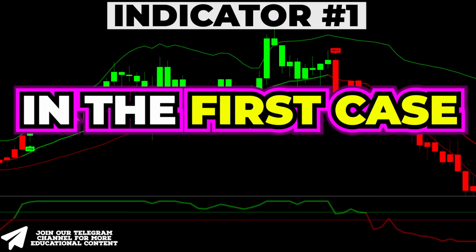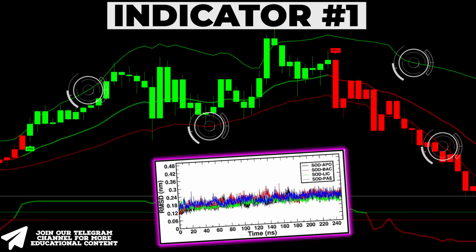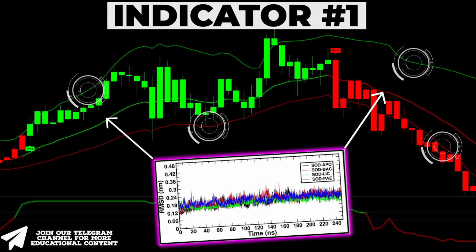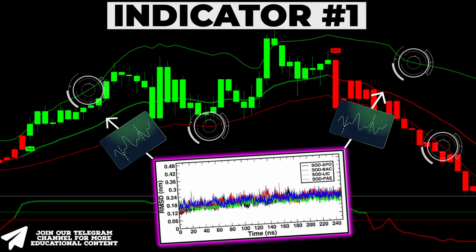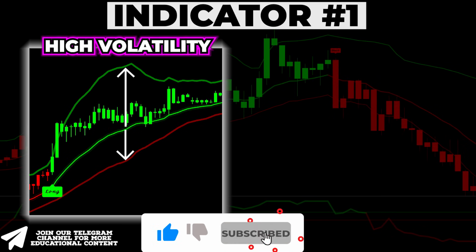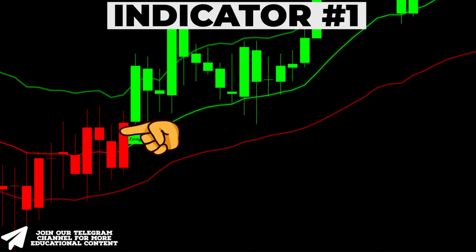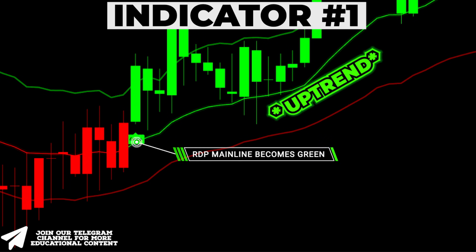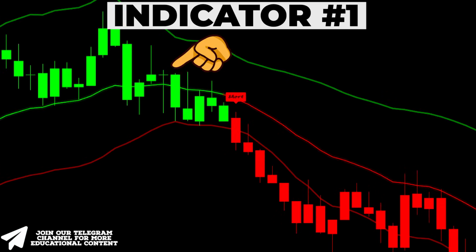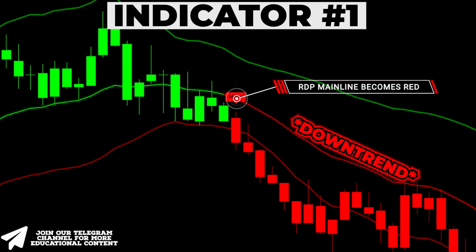In the first case, the indicator plots upper and lower volatility bands using RMSD around the main line, which is the moving average defined in the settings. The bands dynamically expand during high market volatility and contract when volatility is low. With that, when price breaks above the upper green band, the main line becomes green, meaning the start of an uptrend.